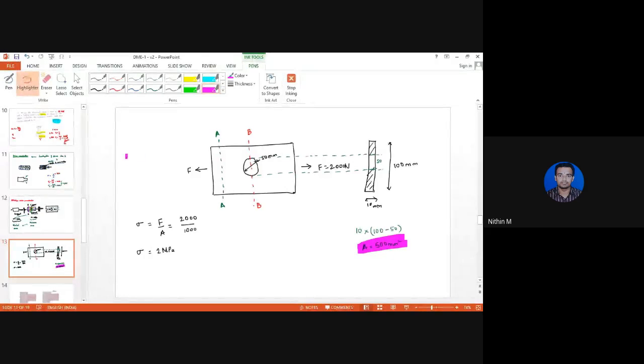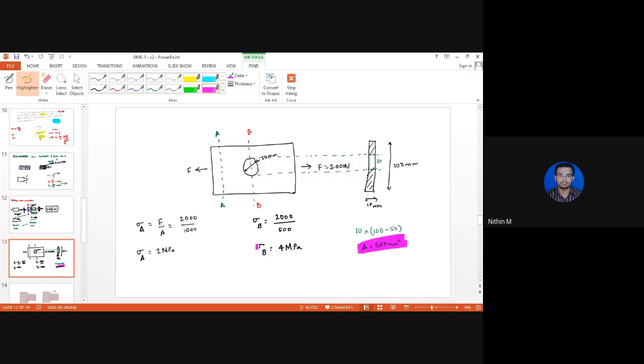Now what will happen? This is the stress induced at region A to be precise. Now the stress induced at region B is given by the same force acting, which is 2000 newtons, but the area that is available to take up the force is reduced by 50%. So what is the magnitude of stress induced at point B? Here this is 4 MPa.